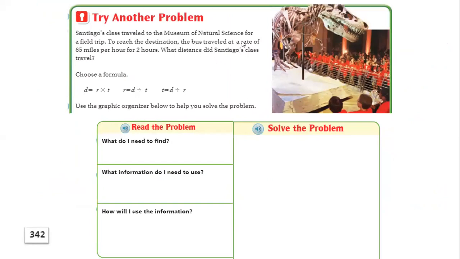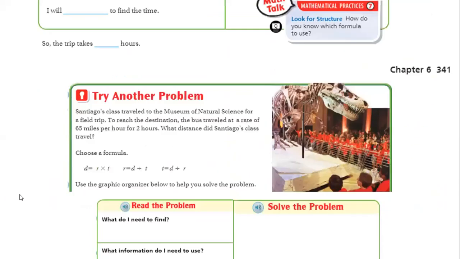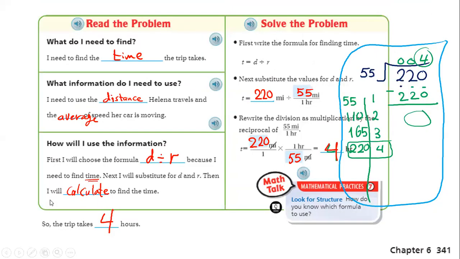Try another problem. Santiago's class. Mister, I still didn't finish. Please take a screenshot because we don't want to waste our time. We have only 7 minutes. Then we're going to leave.